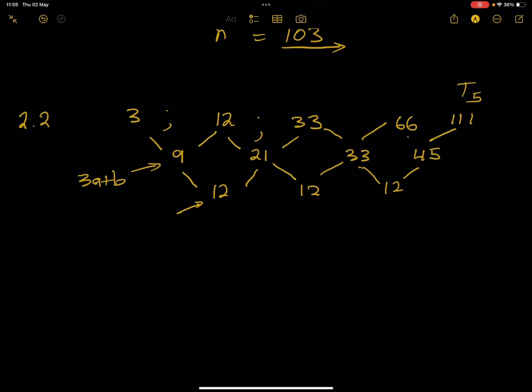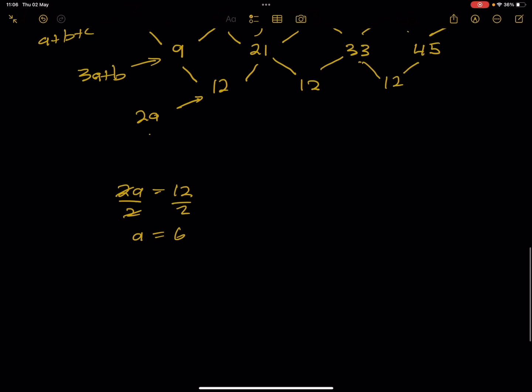Our second difference is equal to 2a, and our first term is a plus b plus c. Right, let's find our a value first. So 2a is equal to 12, divided by 2 on either side. Okay, so a will be equal to 6.